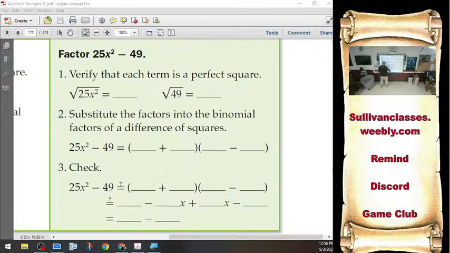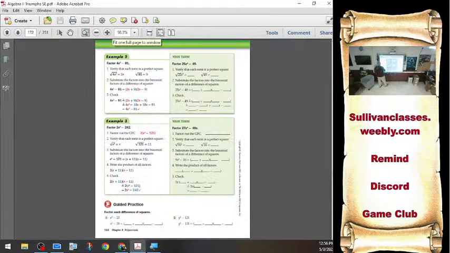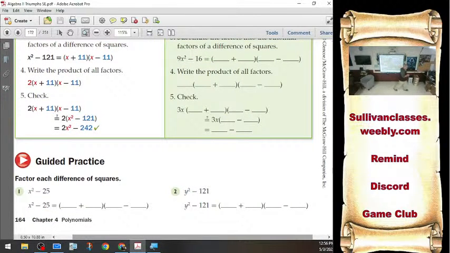Down there at the bottom, give it a whirl. You got 3 minutes.